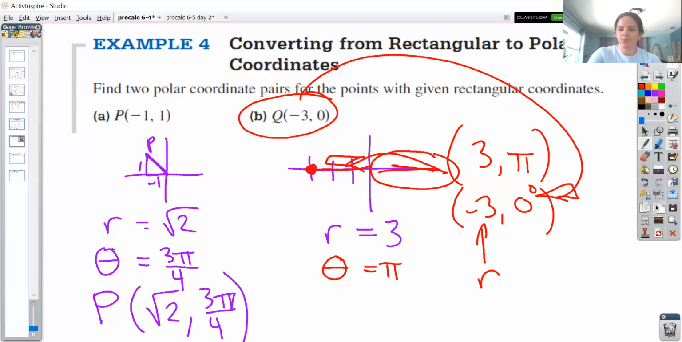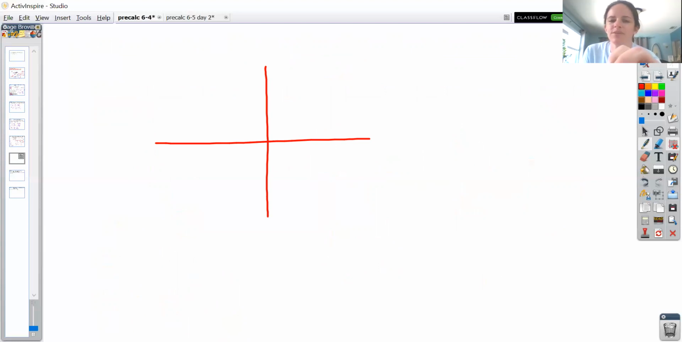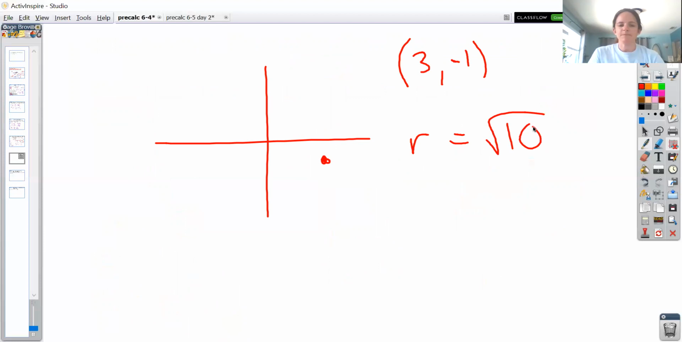I want to do one that's not on here. I want to do one that you would have to use your calculator for. So let's think about if we had the point 3, -1, and I wanted to convert that to polar. So that's down here, and I can find the r by doing the Pythagorean theorem. So that's not a big deal. The r would be root 10.